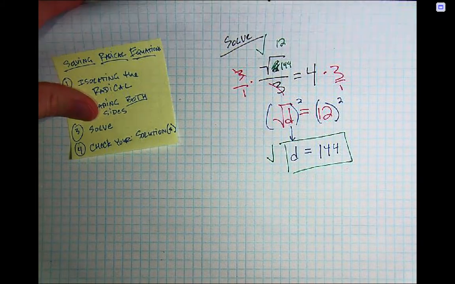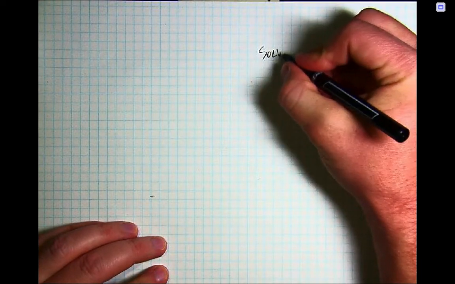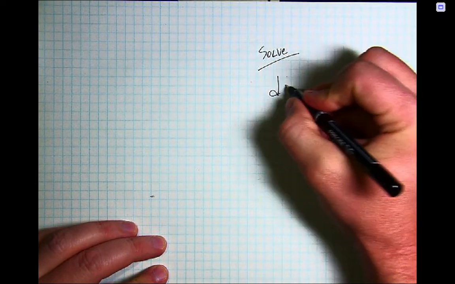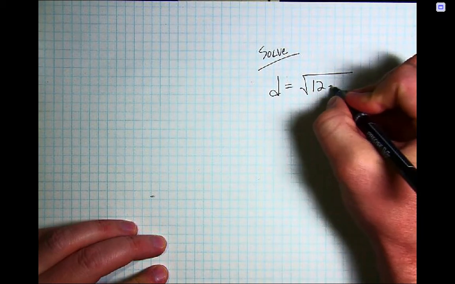So let's keep on trying some more problems. Let's try to solve d equals the square root of 12 minus d.